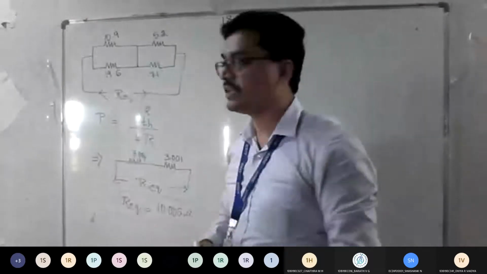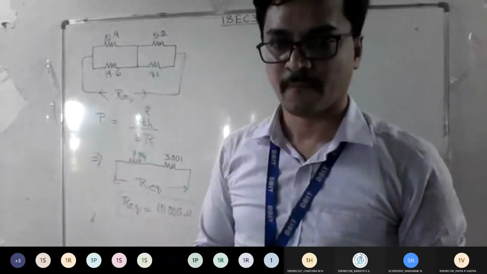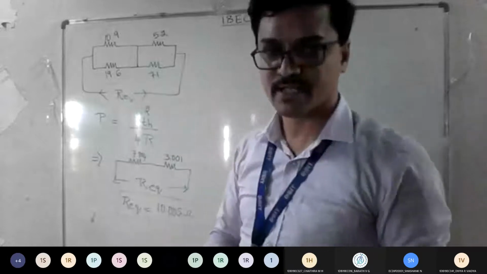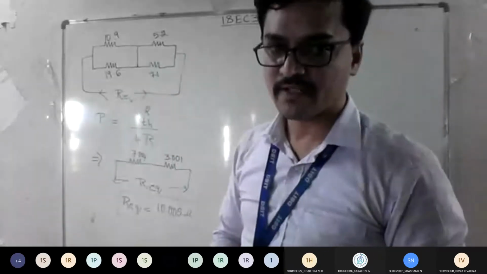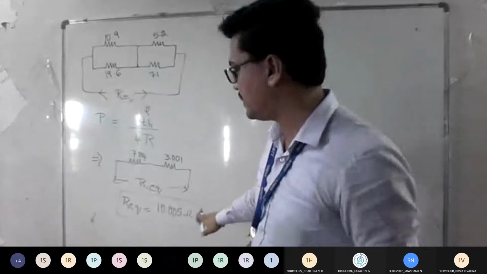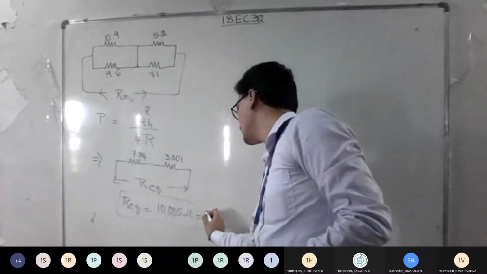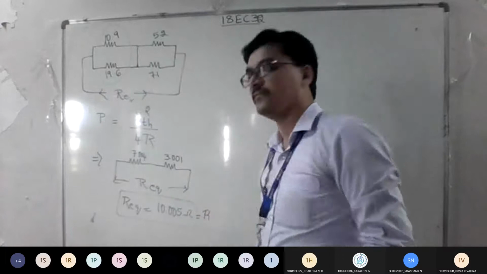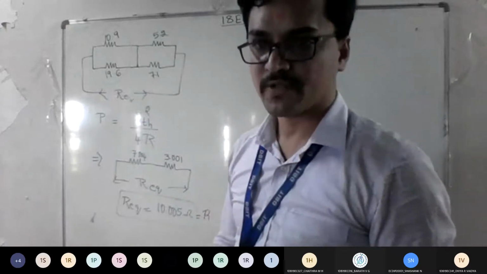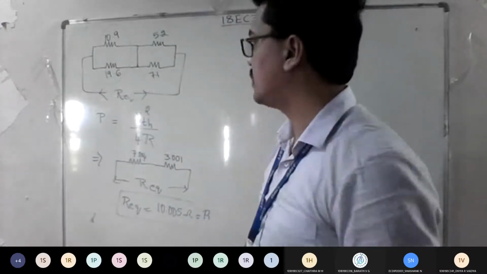So how to find your VThevenin now? To find the maximum power, one category is done. So I need to find VTH. What is VTH here? Whatever R equivalent you got, 10.005, that itself is the value of your R. So this is your load now. Okay, now proceed.